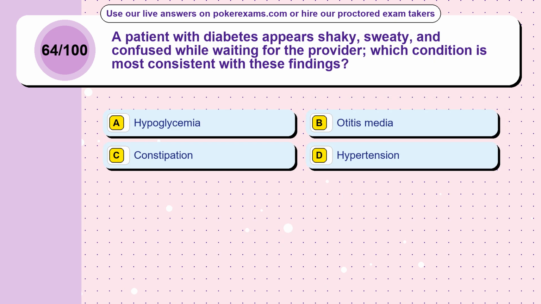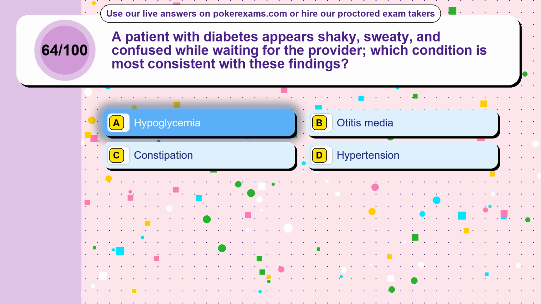Question 64. A patient with diabetes appears shaky, sweaty, and confused while waiting for the provider. Which condition is most consistent with these findings? Option A. Hypoglycemia. Option B. Otitis media. Option C. Constipation. Option D. Hypertension. The correct answer is option A.